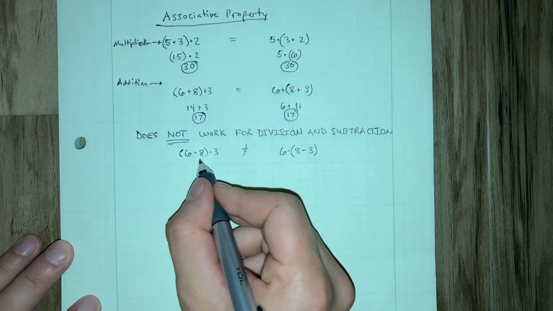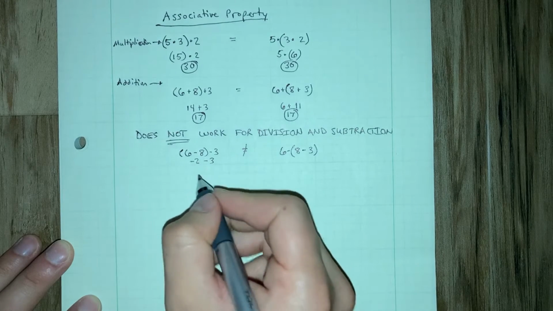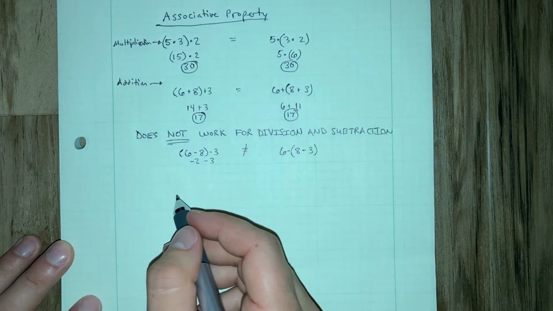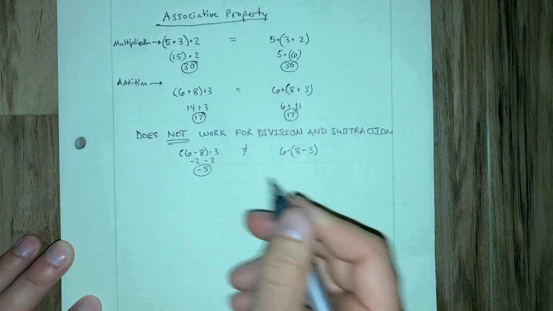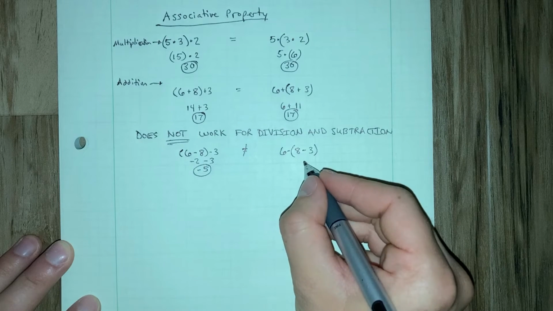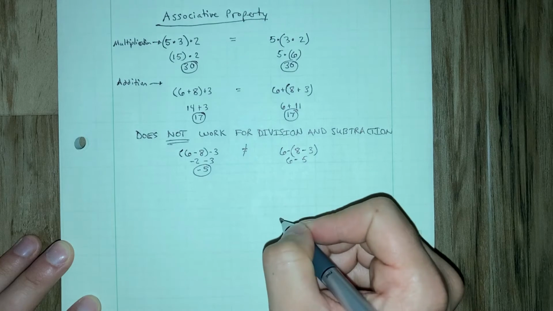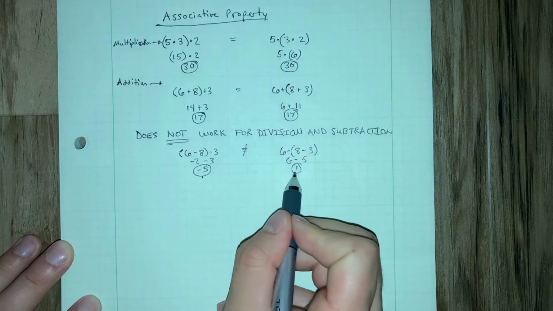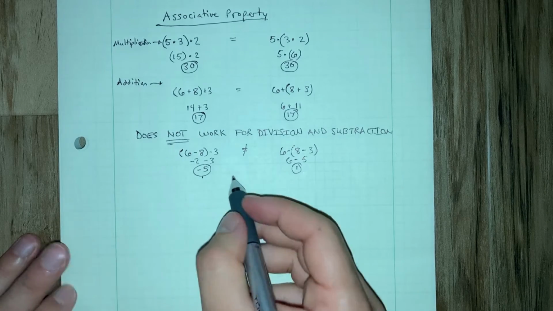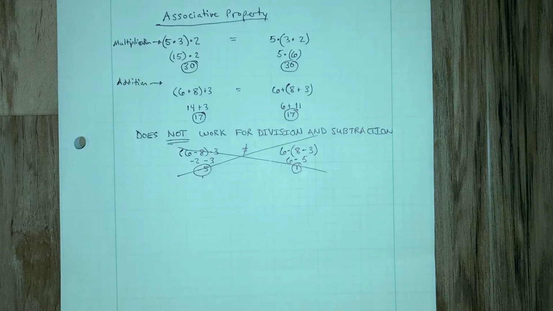So over here we have 6 minus 8. That's a negative 2 minus 3. What's negative 2 minus 3? It's minus 5. Over here, 8 minus 3, that's 5. Bring down the 6 minus 5, what's that? That is 1. So negative 5 and 1, those are not the same. So that does not work. Okay? Very important. Now we can do another one for division.